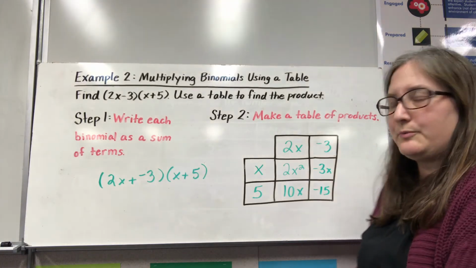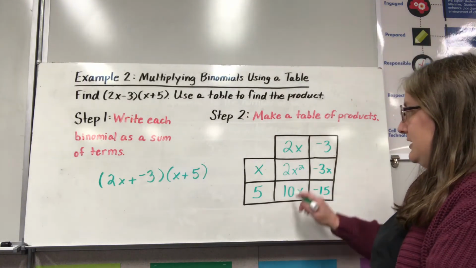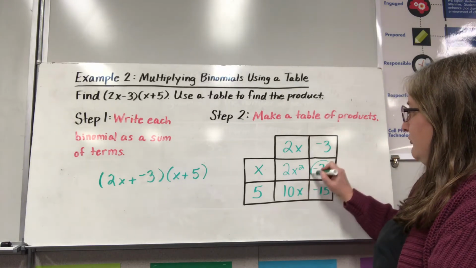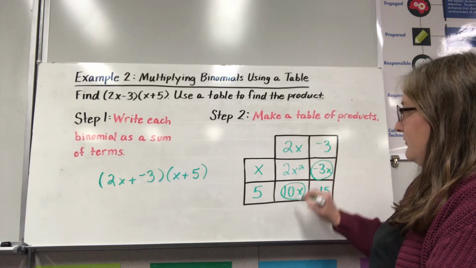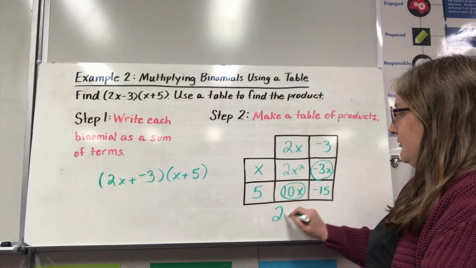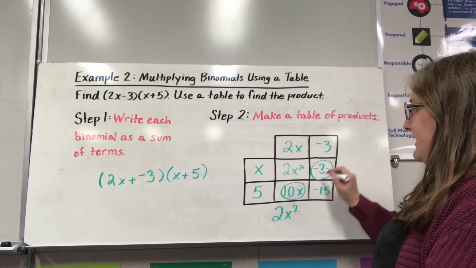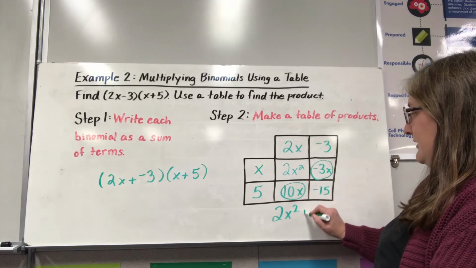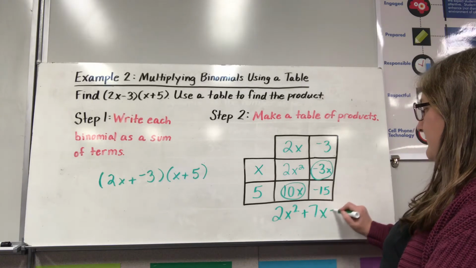Now when I go to write my final polynomial here, I notice I've got two terms with x. So these are going to combine. So I'm going to have 2x squared, and 10x and negative 3x is going to leave me with 7x minus 15.